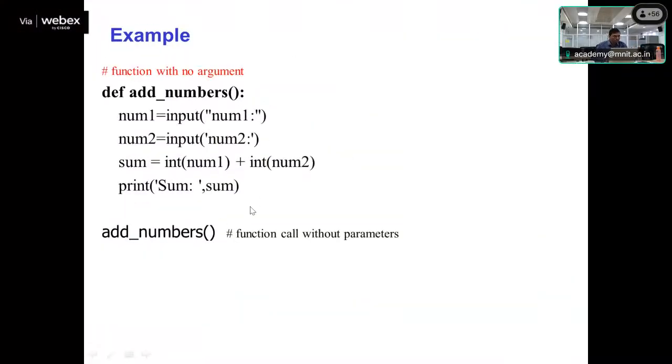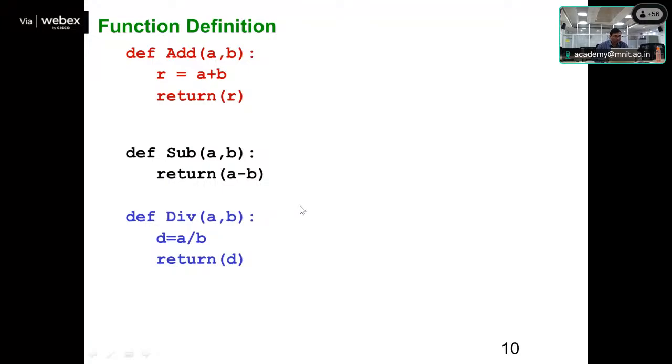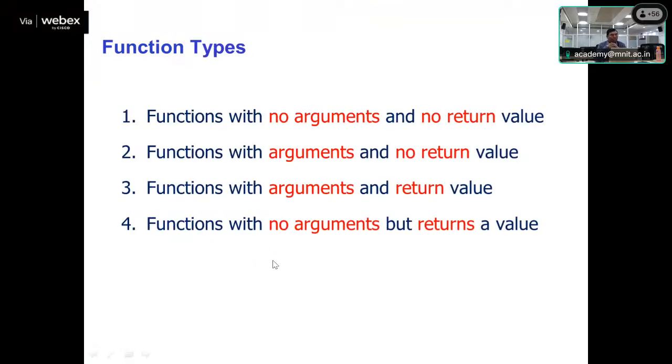Okay, so this way we can create the function. So here you can see what are the different flavors of function which are possible. We create functions which have different flavors. So there are 4 possibilities. One is that we are creating a function which is not taking any parameter, any argument, and also not returning any value. That is one variation of the function.